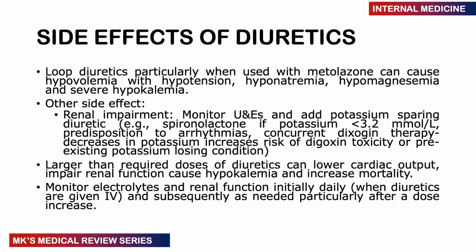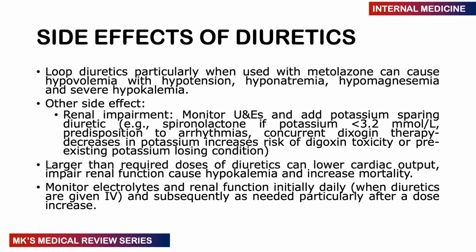Then these diuretics do come with some side effects. The loop diuretics, especially when they're combined with metolazone, may cause significant hypovolemia with significant symptomatic hypotension. It may lead to hyponatremia, it may lead to hypomagnesemia, and even severe hypokalemia. There may be some renal impairment, so like I said, keep monitoring your UNEs, add potassium-sparing diuretics, especially if your potassium is less than 3.2, because this may predispose them to arrhythmias.